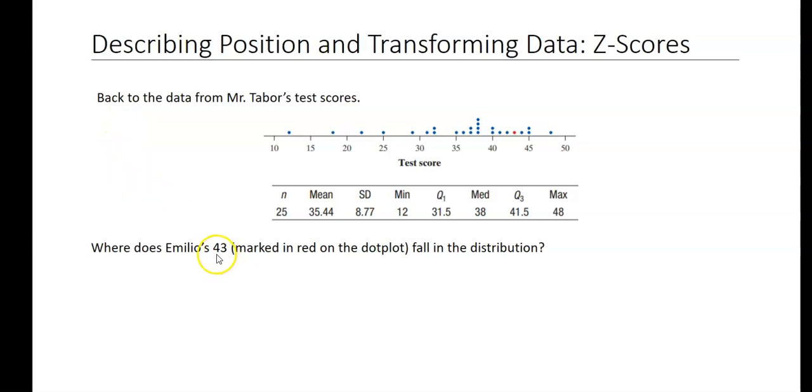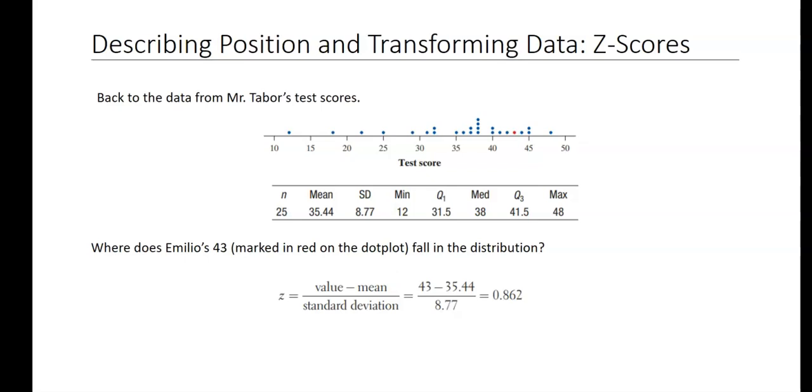So back to the same data. Where does Emilio's 43, marked in red on the dot plot, fall in the distribution? Let's look at the distribution here. The median is 38. The mean is 35. So he's better than average, better than both the mean and the median. Q3, the 75th percentile, so to speak, is 41.5. He's better than 75% of the students. So he's definitely between 75 and 100%, just looking at the distribution.